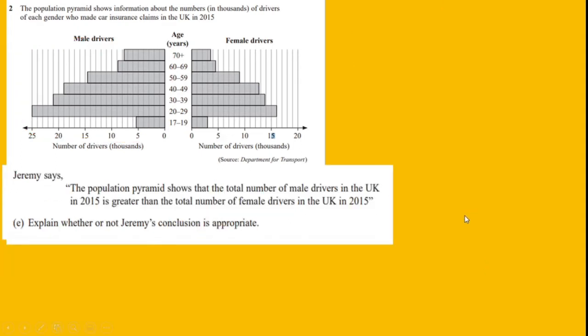Jeremy says the population pyramid shows that the total number of male drivers in the UK in 2015 is greater than the total number of female drivers in the UK in 2015. Explain whether or not Jeremy's conclusion is appropriate. Now, the population pyramid only shows the amount of claims. It doesn't show the amount of drivers, so you can't make that assumption. Okay, so no is not correct for that reason.